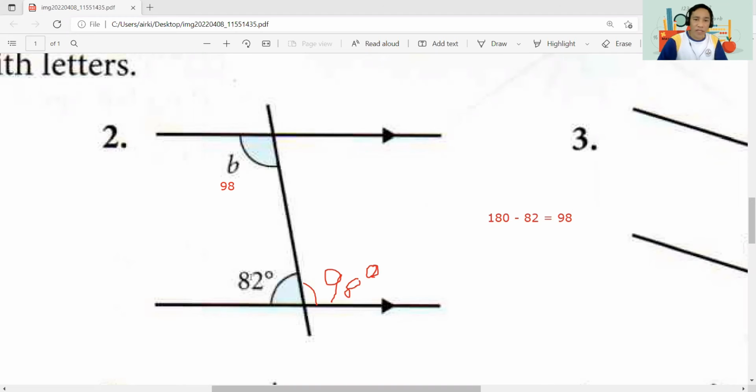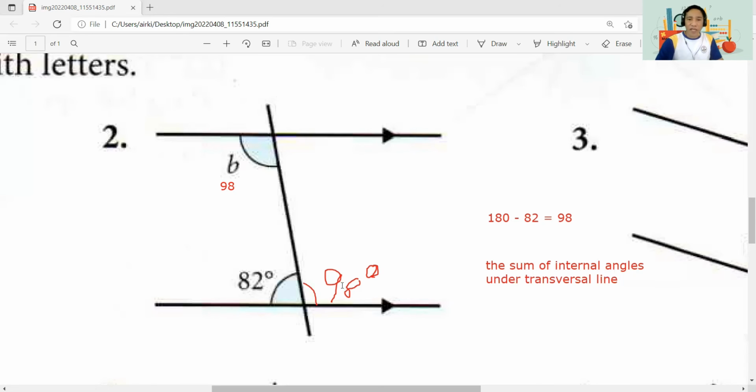But we all know that when you add angle B and 82 degrees, that's equal to 180 degrees. That is the sum of interior angles under a transversal line. So all you have to do is 180 degrees minus the 82 degrees, and you get the value of angle B. Or simply, in a straight line we all know that it has 180 degrees, so all you have to do is 180 minus 82, and that is 98 degrees.